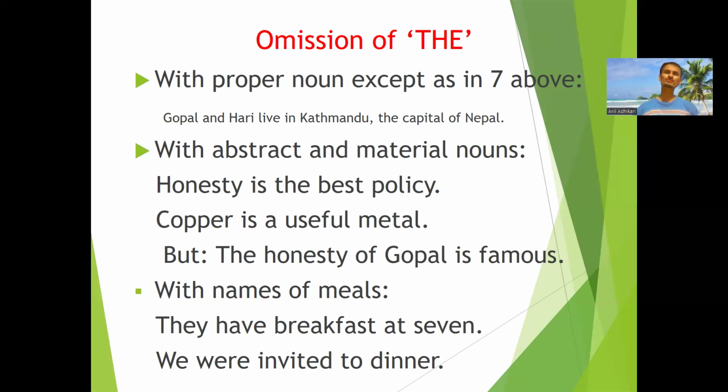With abstract and material nouns, we never use the before them. Honesty is the best policy, because honesty is an abstract noun. Copper is a useful metal, that is a material noun. But the honesty of Gopal is famous. Sometimes, if we point to the honesty, if we focus on it, we use the, okay?